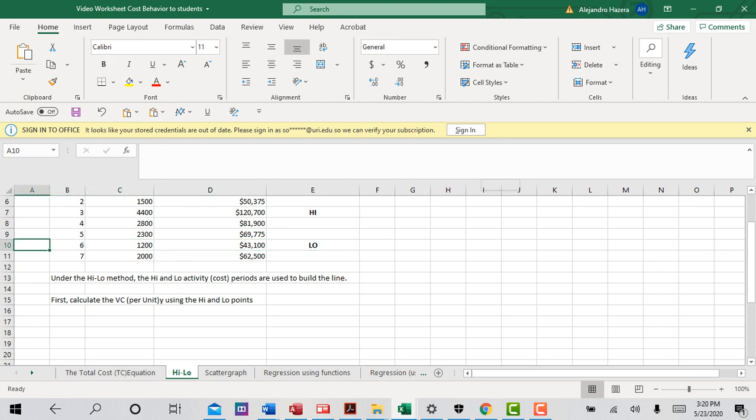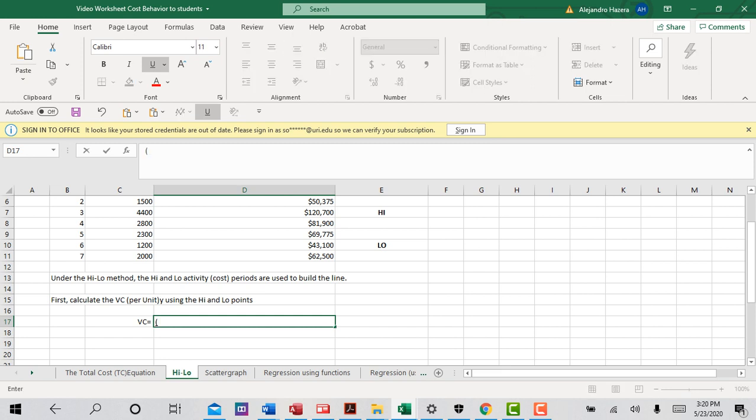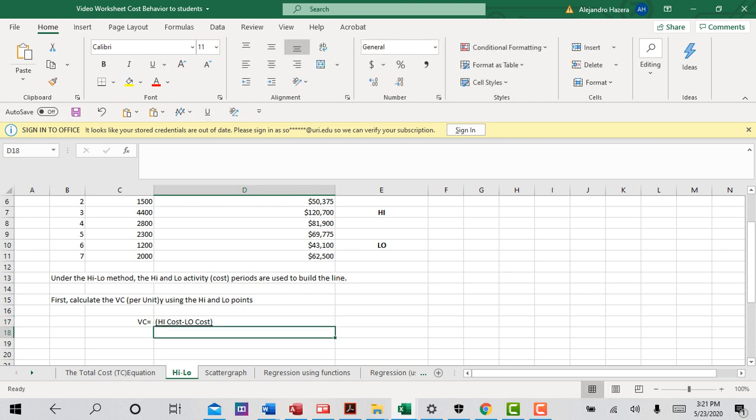The equation that we're going to use is VC. Remember that VC, in the variables that I gave you, is your variable cost per unit. I'll write out the equation first, stretching it out to put in as much descriptive detail as possible. You're going to take the high cost minus the low cost, in parentheses, and put that over the number of high units sold minus the number of low units.